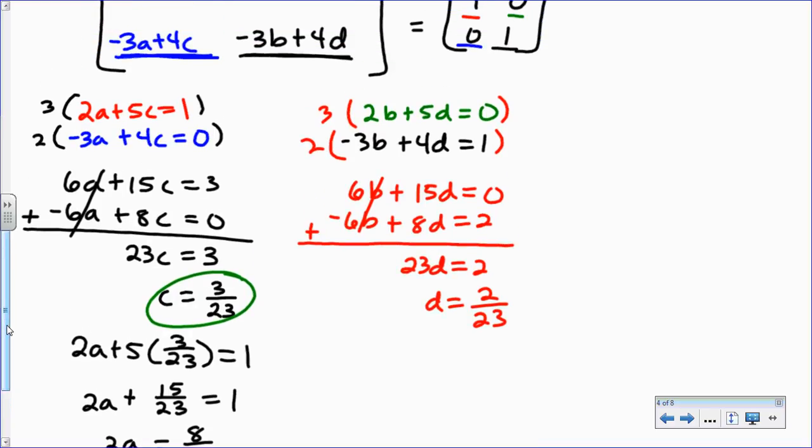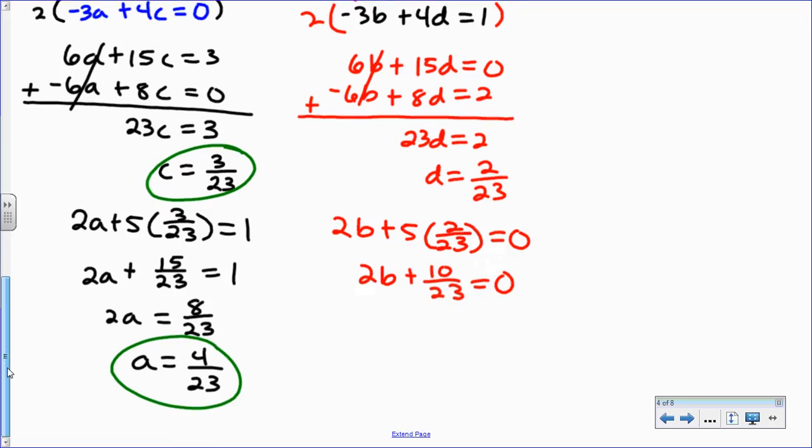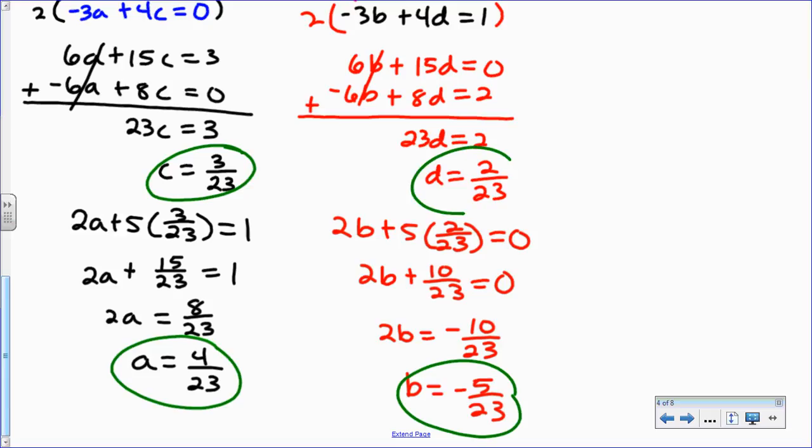Plug d back in. So 2b plus 5 times 2 over 23 equals 0. So 2b plus 10 over 23 equals 0. Subtract and divide. I'll help you with this real quick: negative 10 over 23, divided by 2, is negative 5 over 23. So there are your 4 entries.